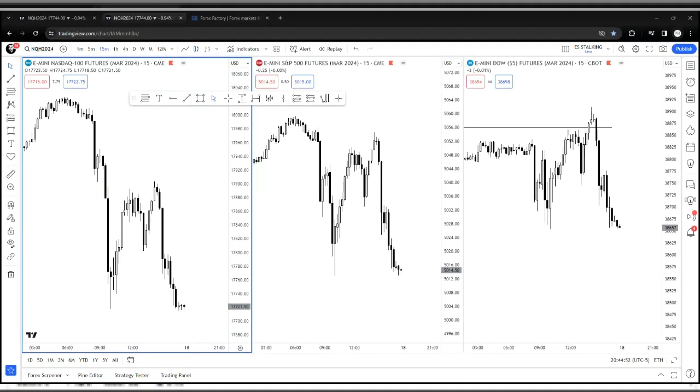Do you use ranges? Yes, everyone uses ranges. It's pretty simple, right? Buy-side liquidity, sell-side liquidity.